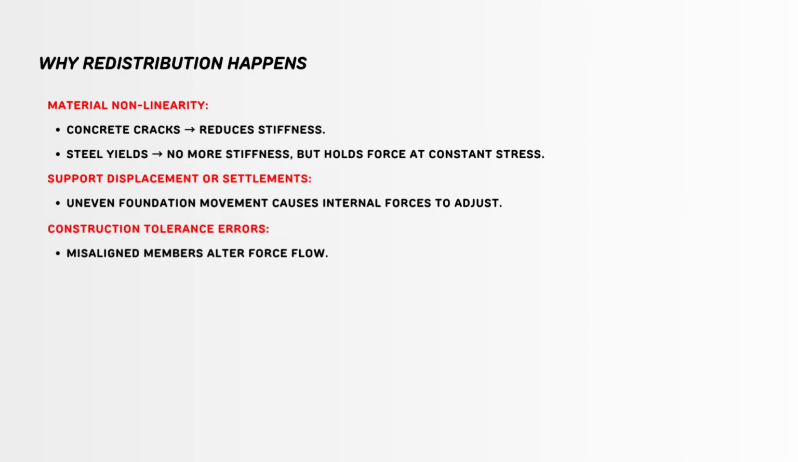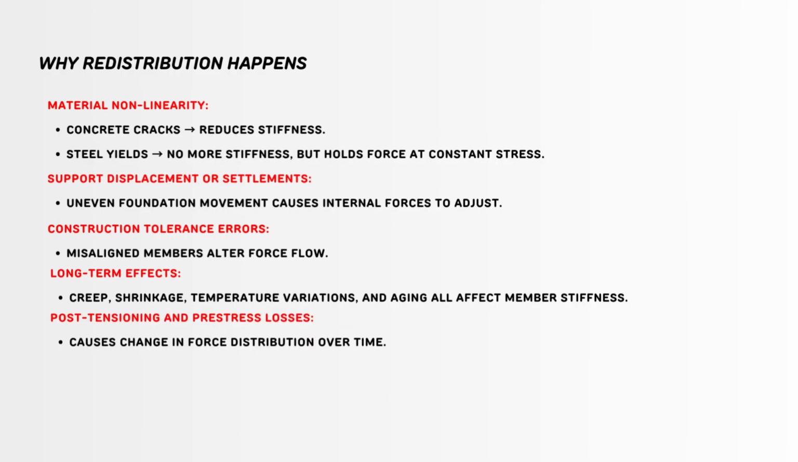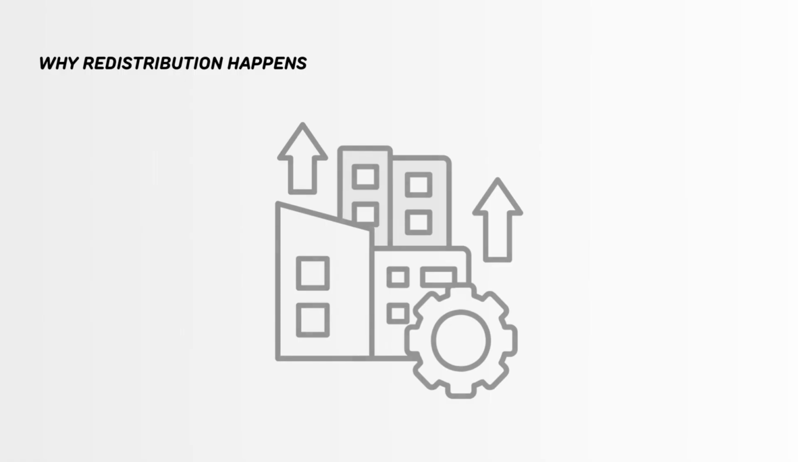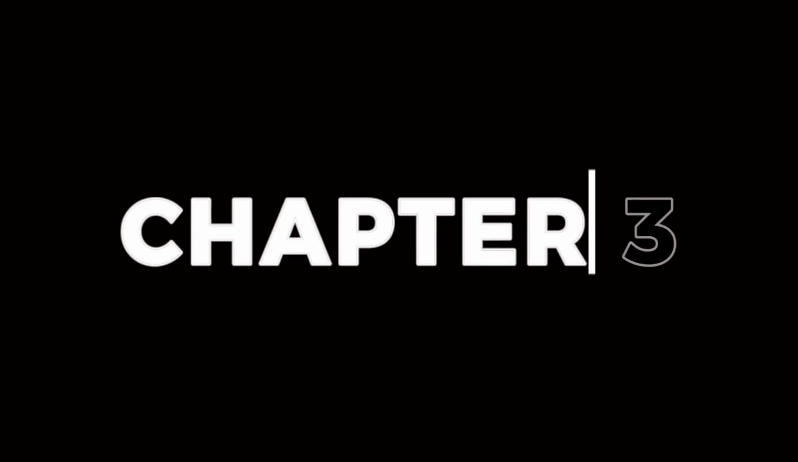Construction errors, misalignment, eccentricity. Long-term effects: creep, shrinkage, temperature. And post-tensioning losses. Structures are not static machines. They evolve with time.